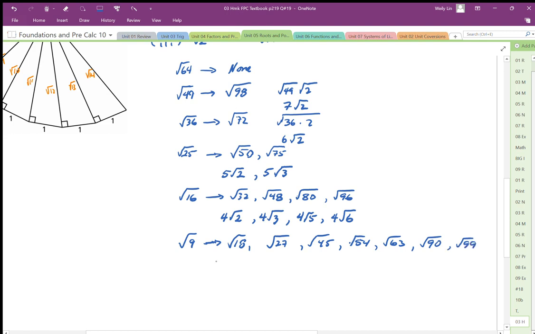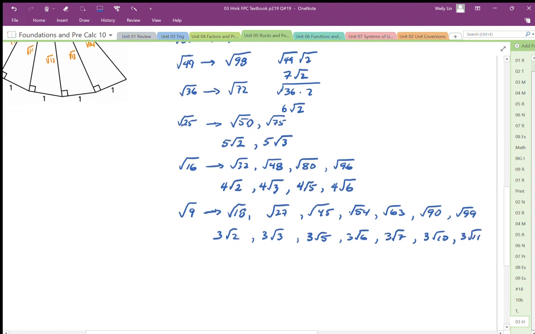So then converting these into perfect square or mixed radicals, the perfect square part of 9 becomes 3 on the outside, so 3 root 2, 3 root 3, and we're left with 3 in here. This is 9 times 5, so it becomes 3 root 5. 9 times 6, so it becomes 3 root 6. 9 times 7, so 3 root 7. 9 times 10, so 3 root 10. And 9 times 11, so 3 root 11. And then lastly, we're down to root 4.